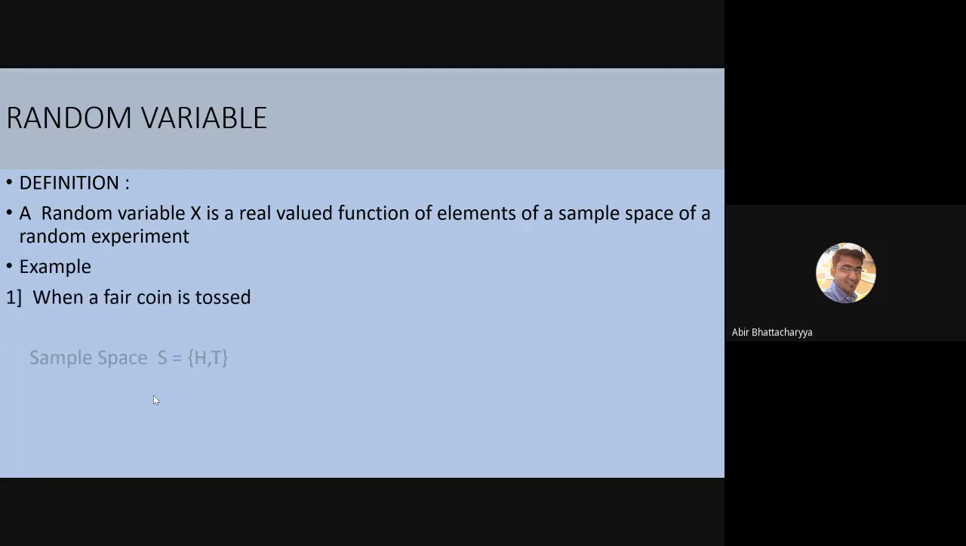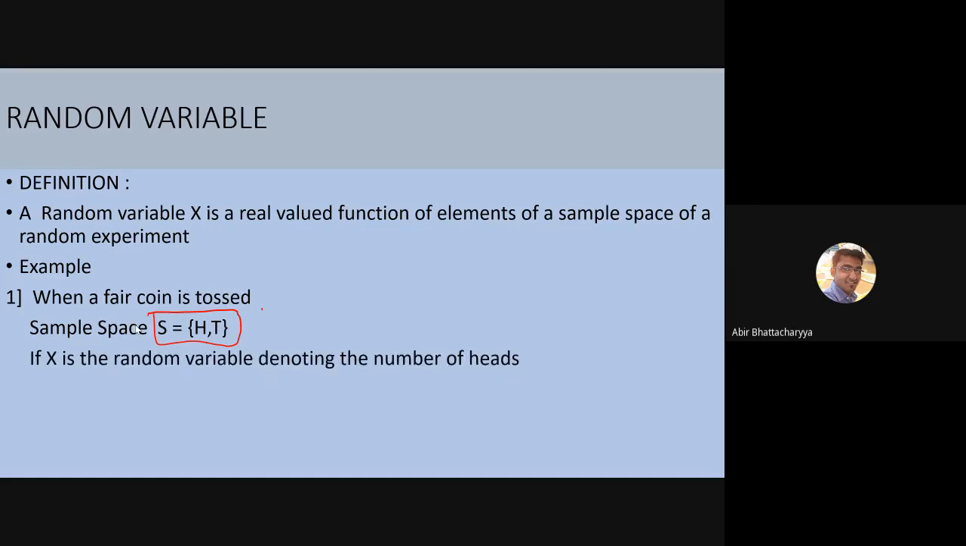For example, when a fair coin is tossed, the sample space after tossing the coin has two possibilities, either head or tail. So the sample space is H and T within curly brackets. The total possibilities are 2. That means the sample space equals {H, T}.